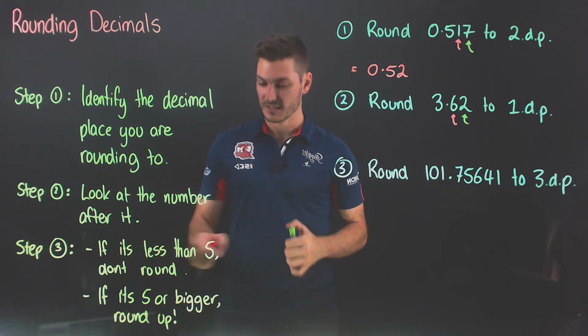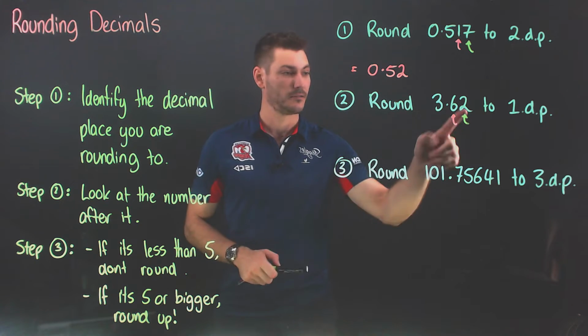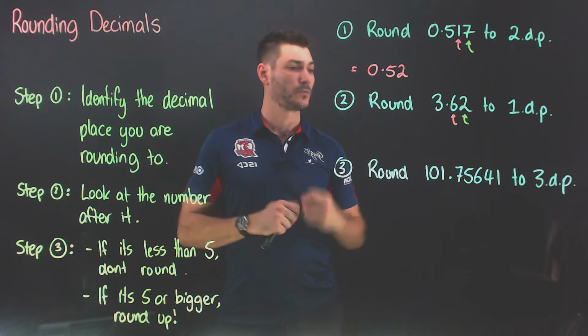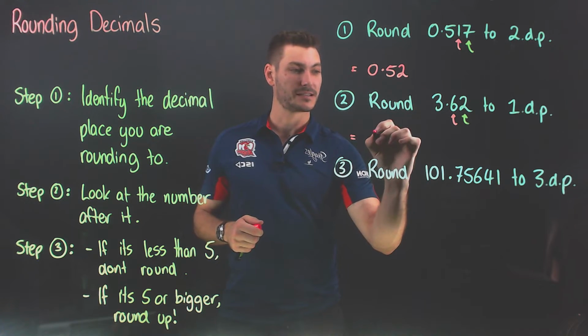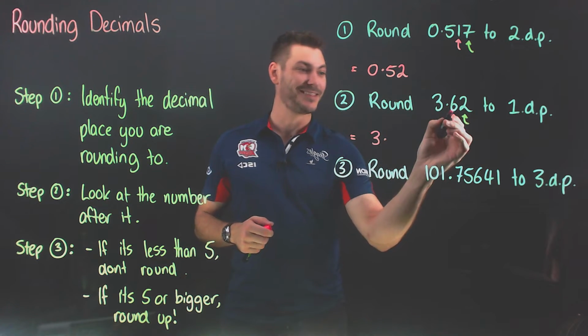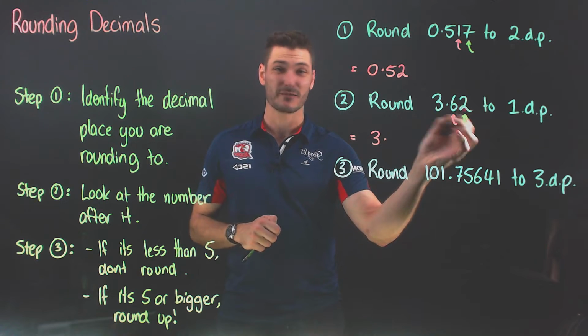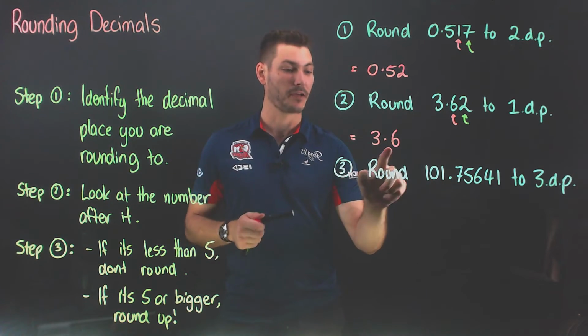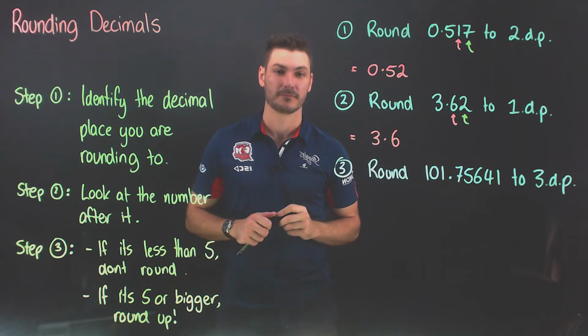And if it is less than 5, we don't round. That 2 is definitely less than 5, so we're not going to round at all. We're going to write, the answer is 3 point, and this 6, because that 2 is less than 5, we're not going to change it, 3.6. And that has now been rounded to 1 decimal place.